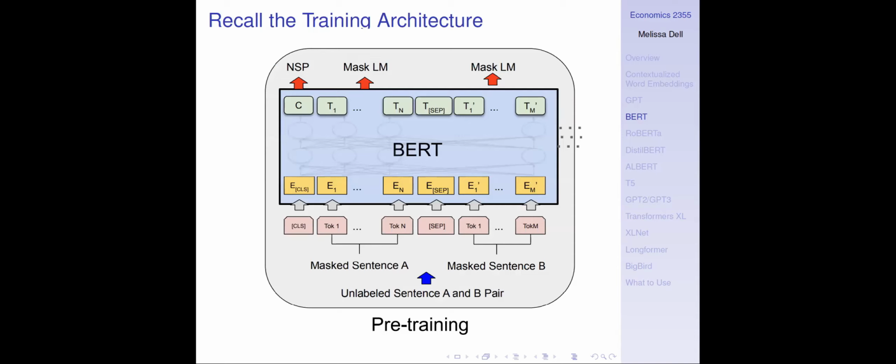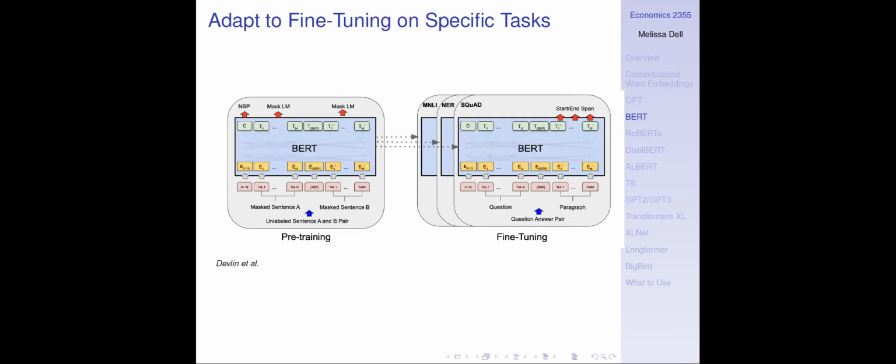Okay, and so this is the training architecture. You're passing in masked sentence A and masked sentence B, and then you have the class token. Your objective is the next sentence prediction and the masked language model, where you're trying to predict the masked tokens and whether the sentences should be paired. Then you can adapt this to various fine tuning tasks.